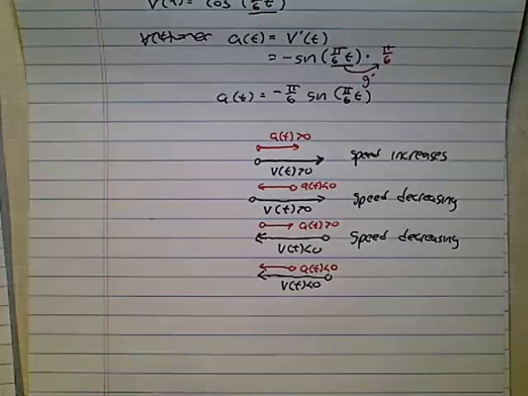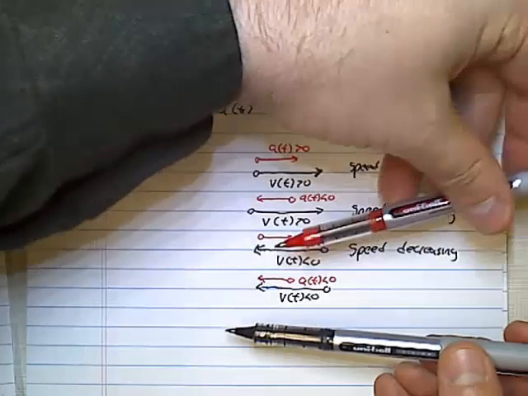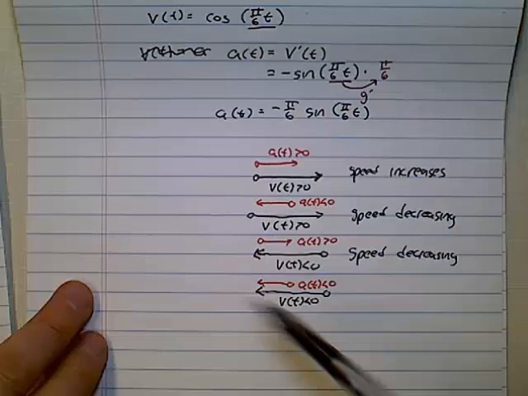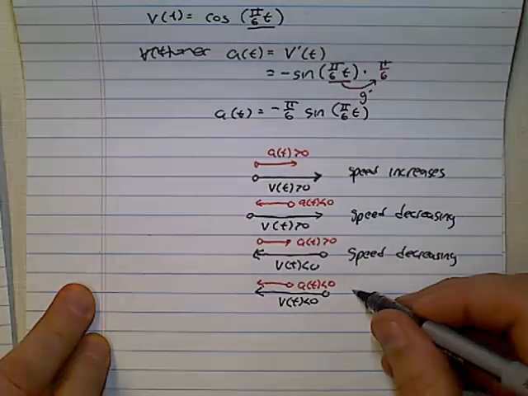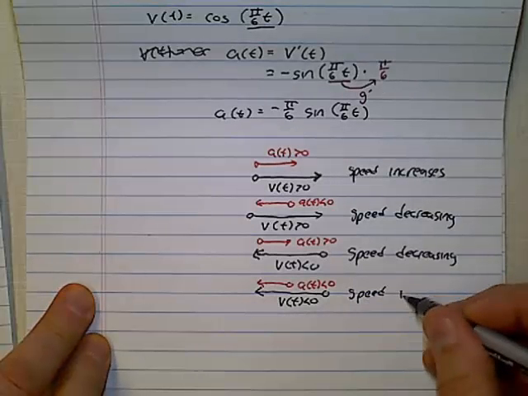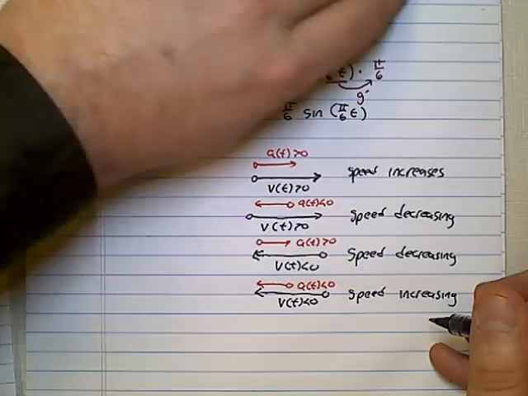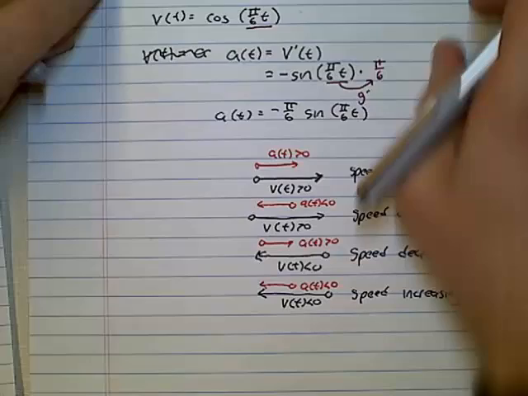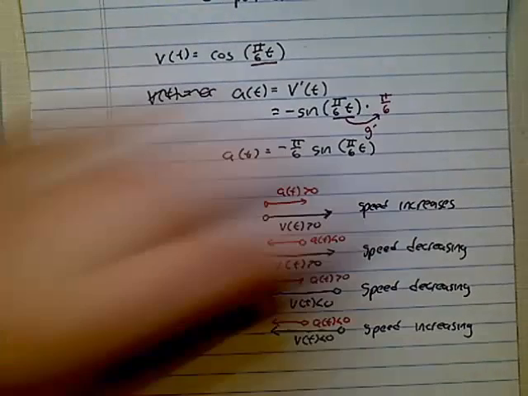Now the particle is moving merrily to the left, and the acceleration is pushing it even faster to the left. So this particle is going to go to the left faster and faster and faster, and as a result, our speed will increase. So that's speed increasing.